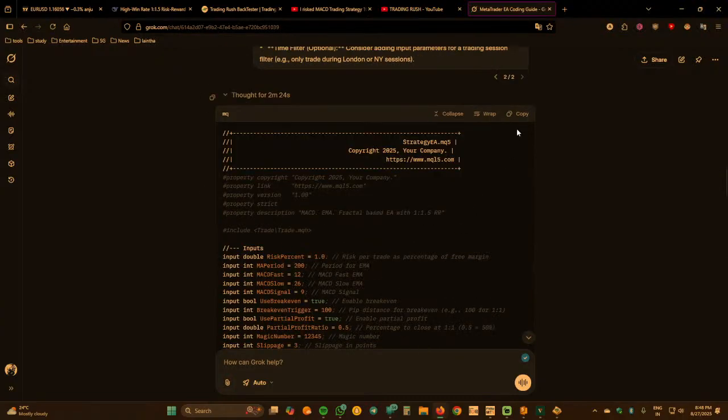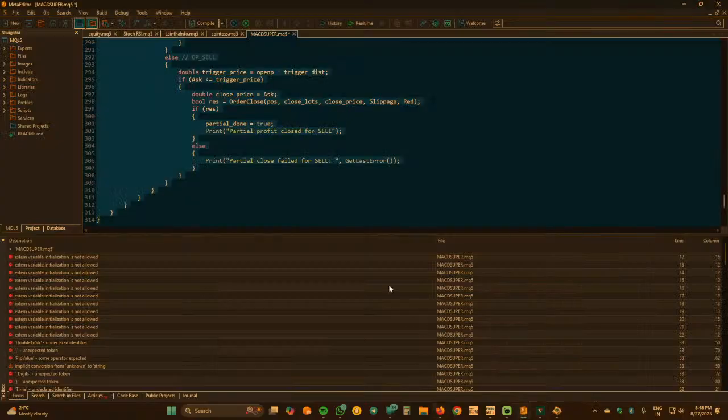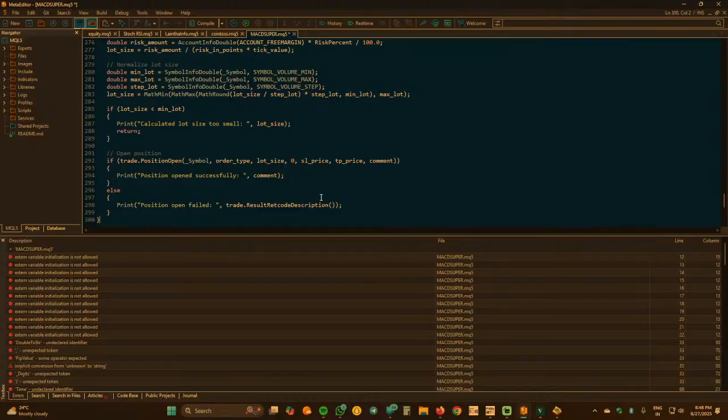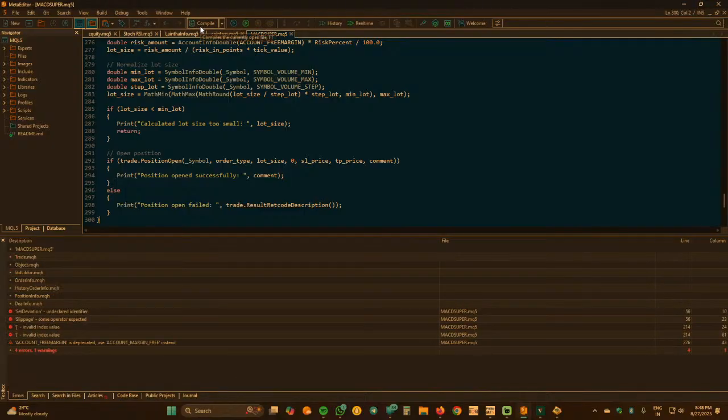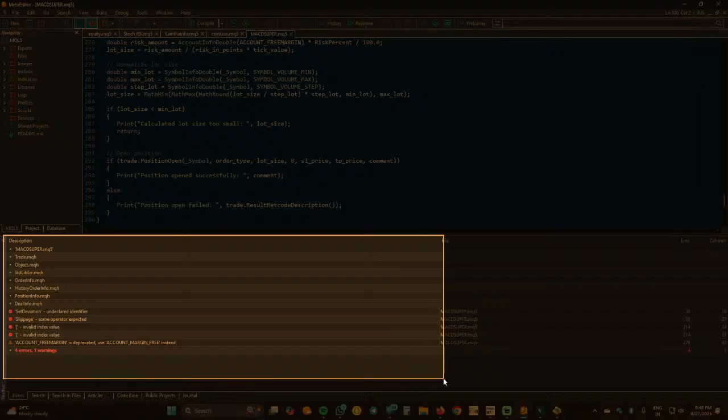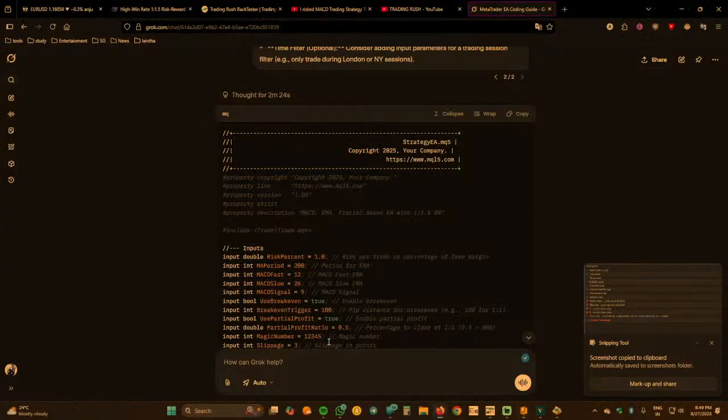First, let me check. Yes, Grok has finished the MT5 version. Copy paste, compile. Errors. Let me post these errors and ask Grok to repair.